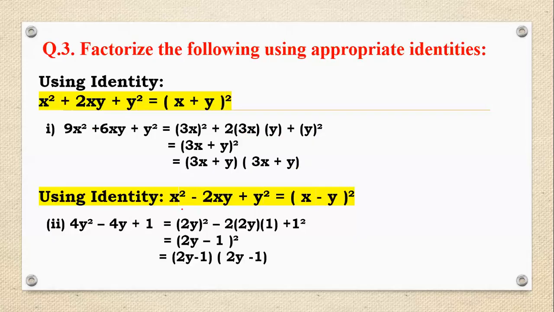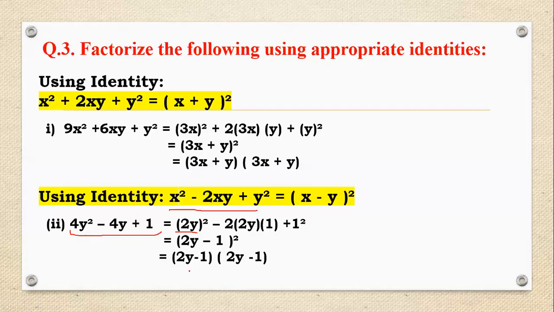Now using identity again in the second part, we have solved it. The identity involved here is x square minus 2xy plus y square, and then we have rearranged all the terms according to the identity. So you can see here (2i) whole square minus 2 into 2i into 1 plus 1 square. So according to the identity, we got the terms rearranged, and then we have factorized it as (x minus y) whole square. So that is what the factors we have here, (2i minus 1) into (2i minus 1).